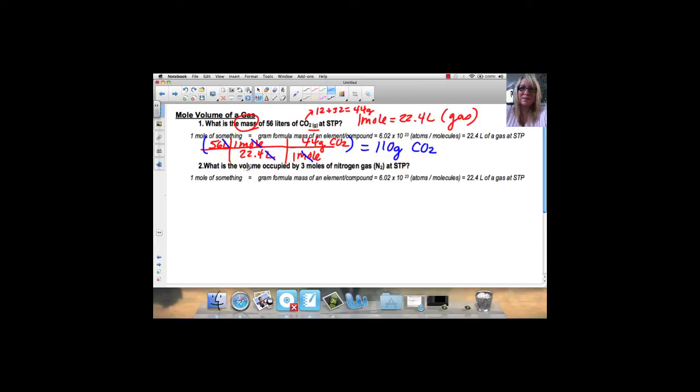In this one, what is the volume occupied by 3 moles of nitrogen gas? Now they want us to find volume. So we're going to start with 3 moles of N2, and we know that 1 mole is equal to 22.4 liters. So now, because I'm asked for volume, I'm already done because moles cancel, and 3 times 22.4 is equal to 67.2 liters of N2.